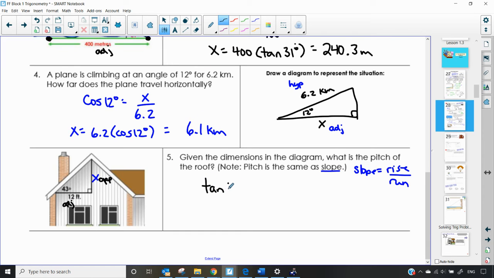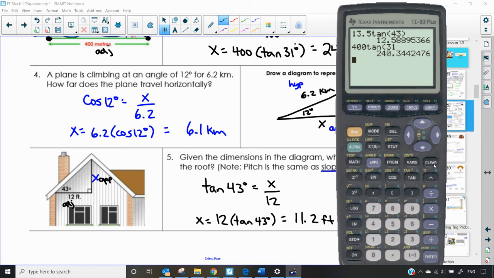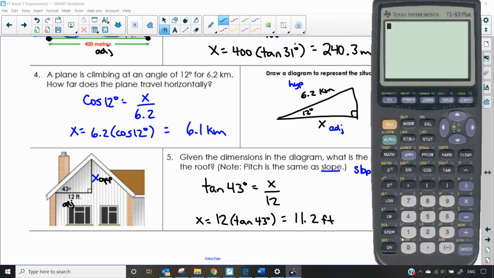So tan of 43 degrees is opposite over adjacent. Solving our problem, we would have 12 times tan 43. And 12 times tan 43 is 11.2 feet. Now, we want to keep that answer exact when we're actually calculating on our calculator. So we start off with the 12 times tan 43. And that gives us 11.19018.